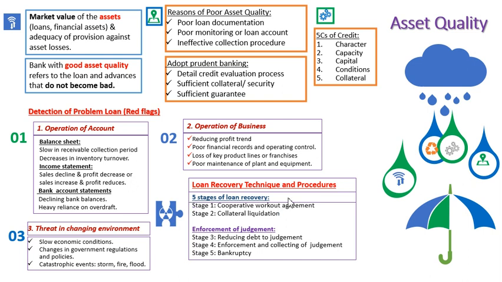So there are 5 stages of loan recovery. First is cooperative workout agreement, second is collateral liquidation, third is reducing debt to judgment, fourth is enforcement and collection of judgment which involves court proceedings, and last but not least is bankruptcy, when you really cannot recover any money back from the borrower. So these are all about asset.